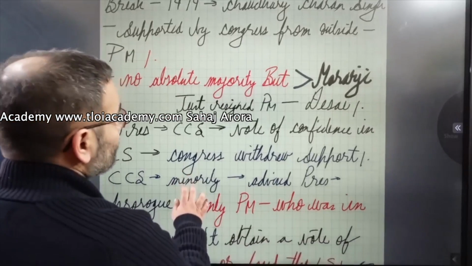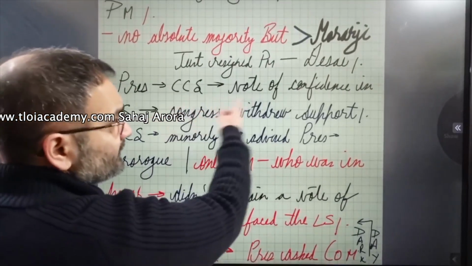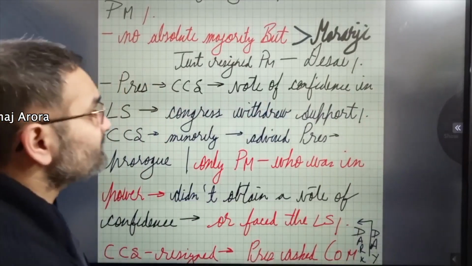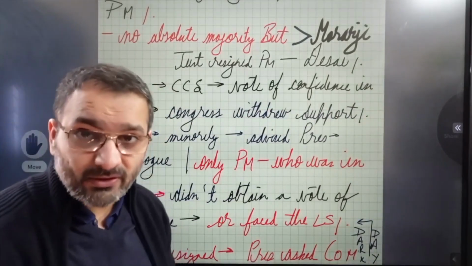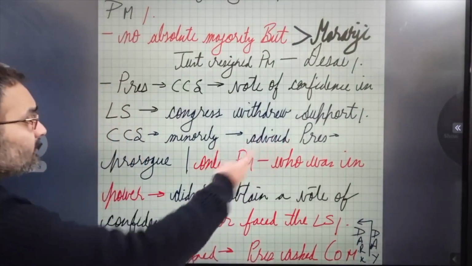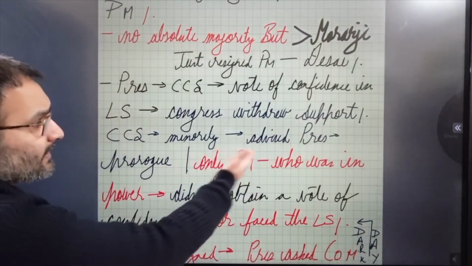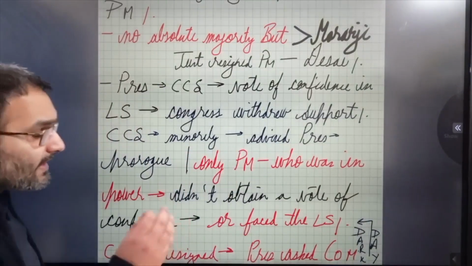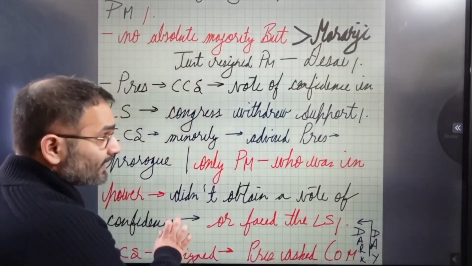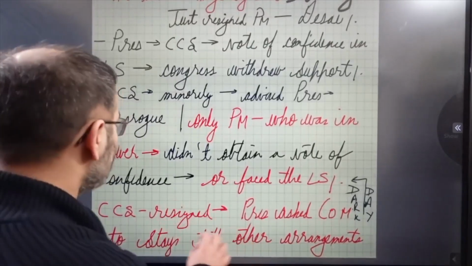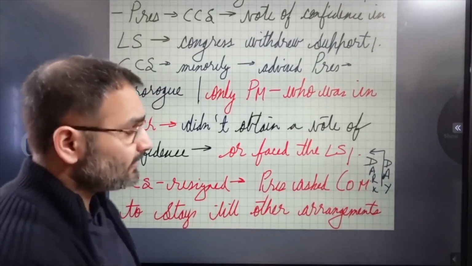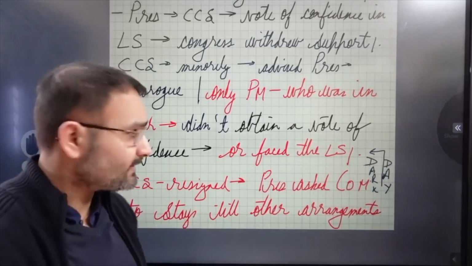So President invited CCS, that is Chaudhry Charan Singh, and basically asked him to prove his majority by taking a vote of confidence in the Lok Sabha. Congress withdrew, and CCS became the minority. He advised the president to prorogue the House, and therefore, he is now till date the only Prime Minister who was in power and he didn't obtain a vote of confidence or face the Lok Sabha. Basically, the CoM never really faced the Lok Sabha.